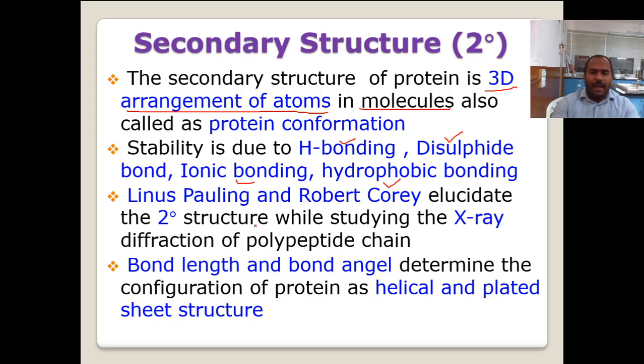Bond length and bond angle, these are the two important factors which determine the configuration of the protein. The configuration of a protein results in the helical and pleated sheet structure. So there are two configurations, helical and sheet structure. These configurations result due to the bond length and bond angle between the amino acids. So let's consider in detail these two structures, the alpha helical structure and the beta pleated sheet structure.